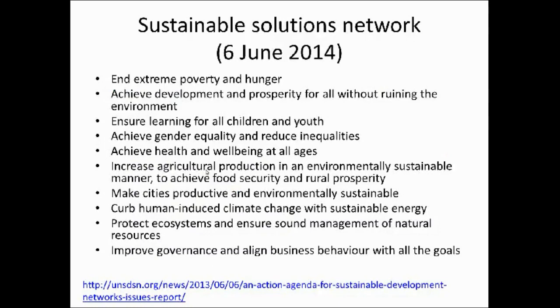These are the goals which have come up through the Sustainable Solutions Network, which is part of the ecological sustainability development agenda. End extreme poverty and hunger, achieve development and prosperity for all, ensure learning, gender equality, health and well-being at all ages, increase agricultural production, make the cities more productive, curb human-induced climate change, etc., improve government-aligned business behaviour with all the goals.